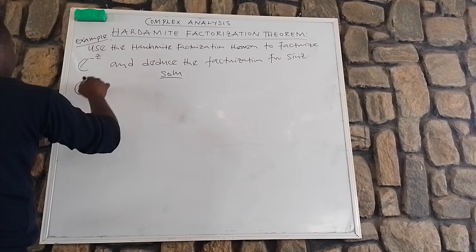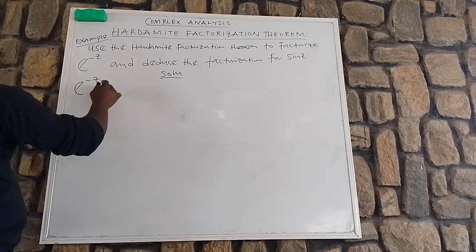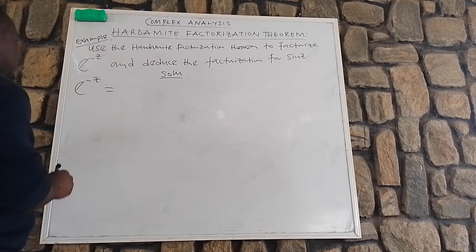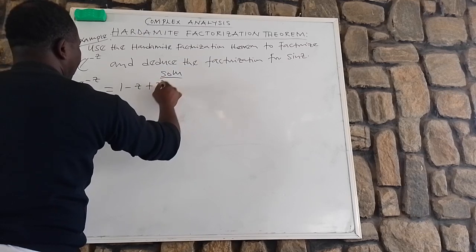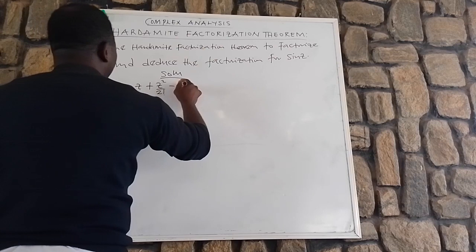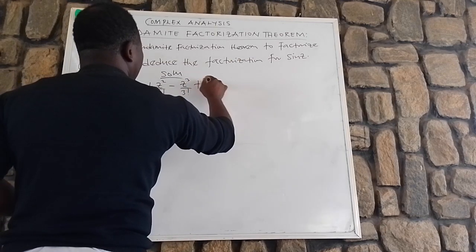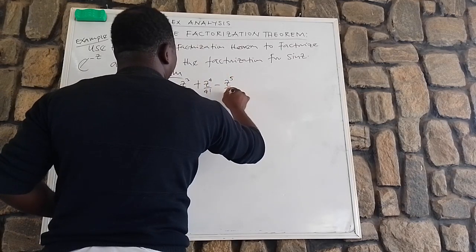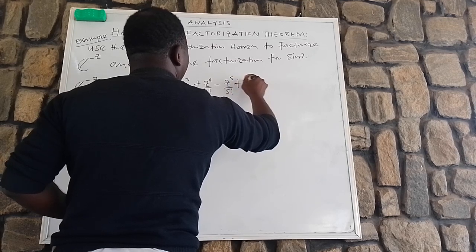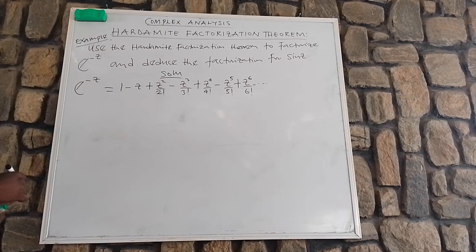In Taylor series, if we want to expand this, this is the same thing as 1 minus z plus z squared all over 2 factorial minus z raised to power 3 all over 3 factorial plus z raised to power 4 all over 4 factorial minus z raised to power 5 all over 5 factorial plus z raised to power 6 all over 6 factorial minus, and so on. So this is a Taylor series form.